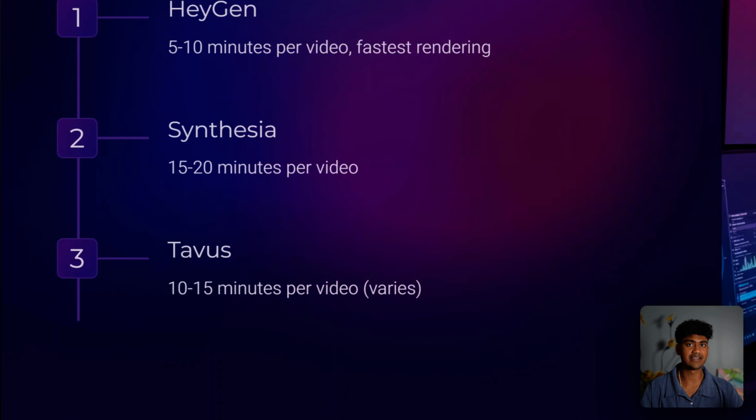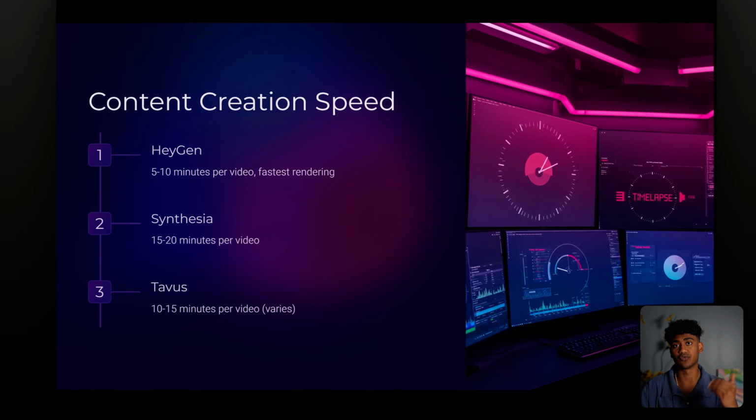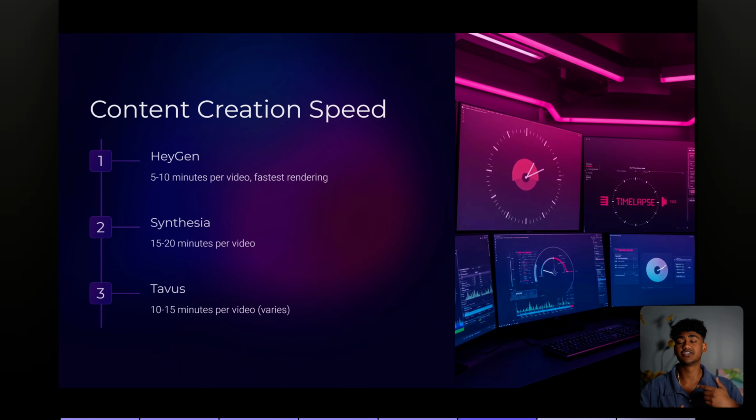Tavus, it's around 10 to 15 minutes per video, and if you're using the API, you're going to get rate limited, which means there's only a certain amount of times you can call the Tavus API to generate videos. So I would say it's around 10 to 15 minutes. Sometimes when we don't like the output, we have to regenerate.